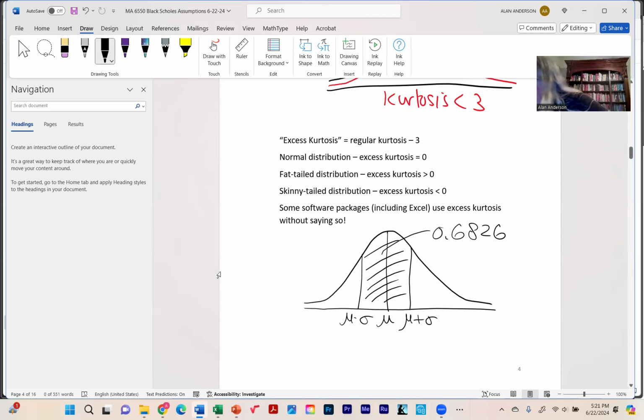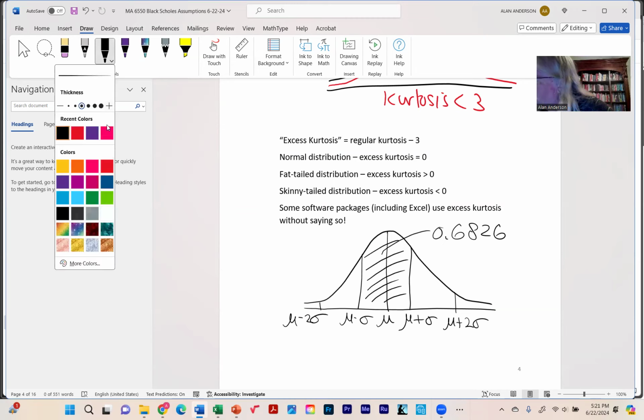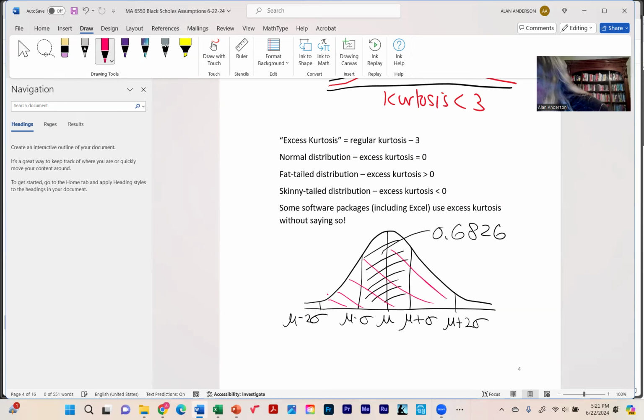And then if you move out to two standard deviations, and I guess we could shade that with a different color, that brings us up to about 95.44%. Okay, so those are two things. You don't have to memorize those, but it gives you a feel for some of the key properties of this normal curve.